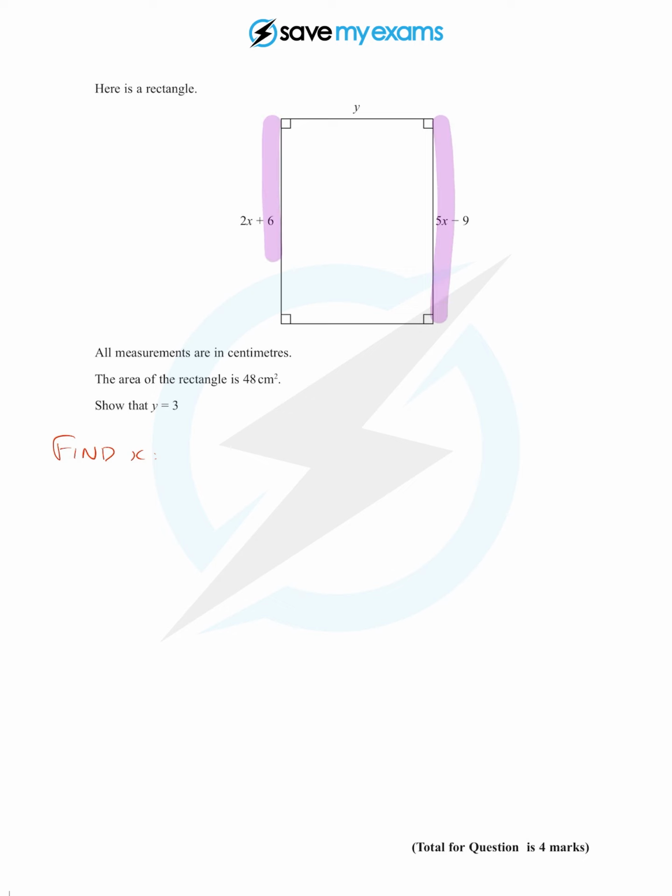So that side and that side must be equal, because that's one of the properties of a rectangle, or more generally a parallelogram. So 5x minus 9 must equal 2x plus 6. And because of that, we've written down an equation. So we can solve it. Let's put all the x's on the left by subtracting 2x from the right, and therefore subtracting 2x from the left as well. That gives me 3x minus 9 is equal to 6.